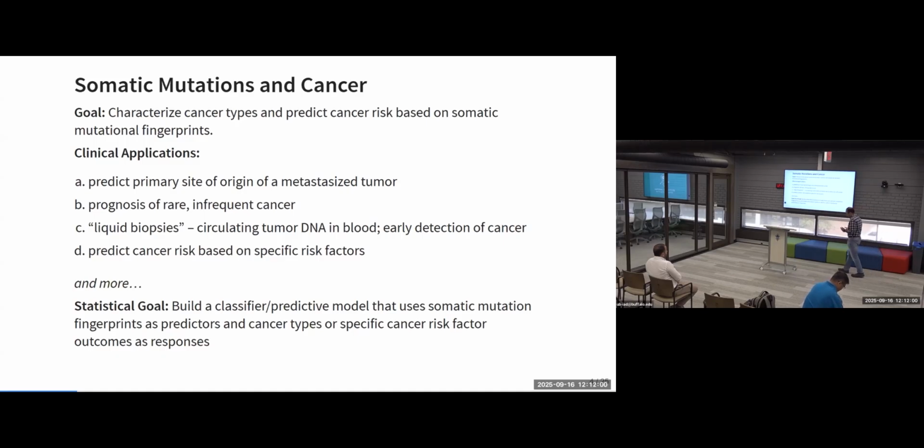The statistical and machine learning goal of this is to build a classifier or a predictive model that's going to use somatic mutation fingerprints as predictors, as the features, and then predict cancer types or specific cancer risk factor outcomes as the responses.